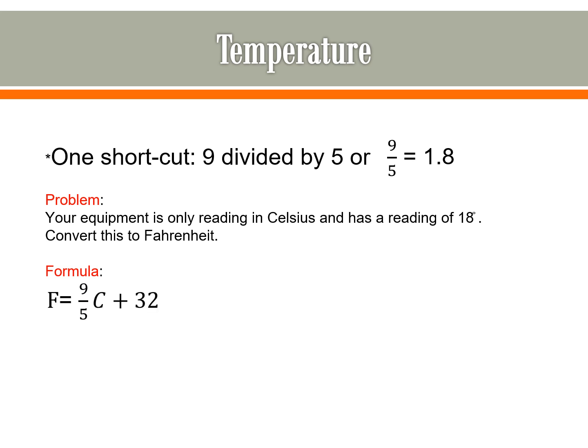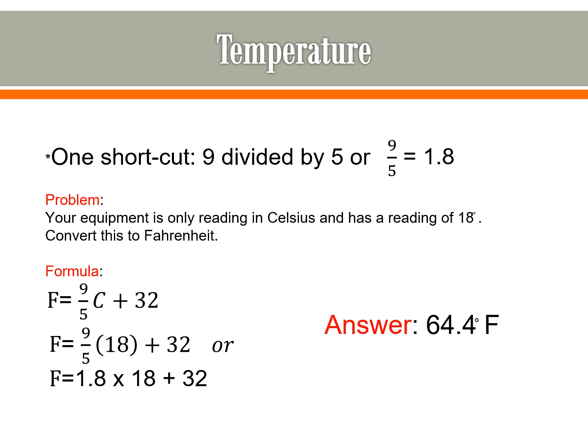Well, you have your formula, so plug in the numbers and play, right? So you could do 9 divided by 5 times 18 plus 32, or if you already know that 9 divided by 5 equals 1.8, you could just go 1.8 times 18 plus 32, and that will get you Fahrenheit. So your answer is 64.4 degrees Fahrenheit.